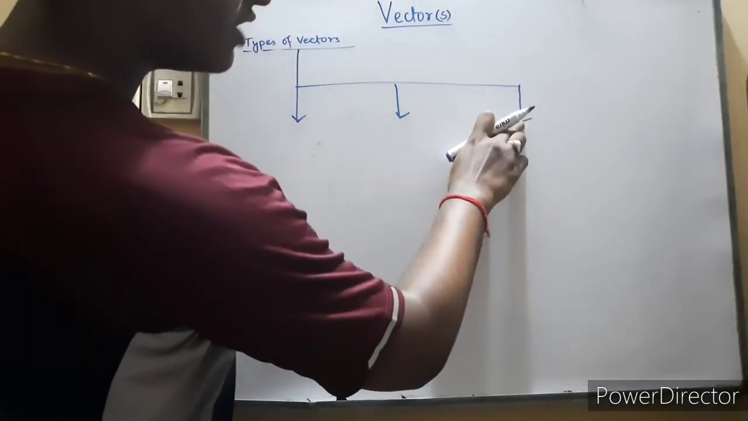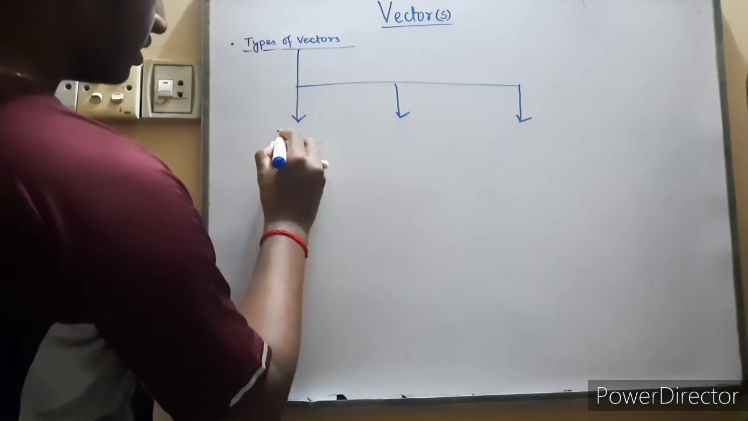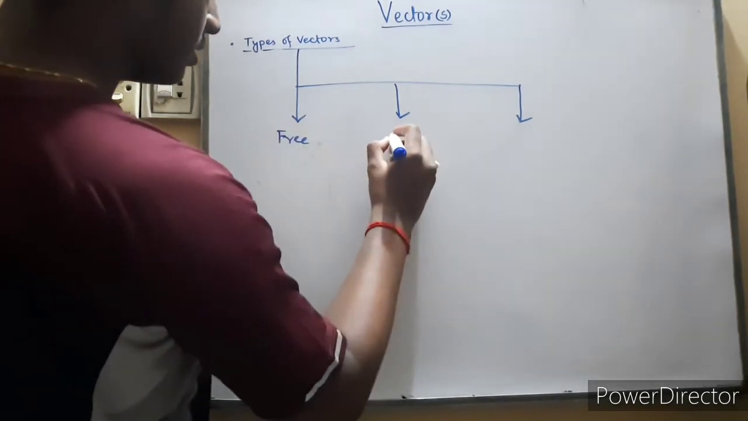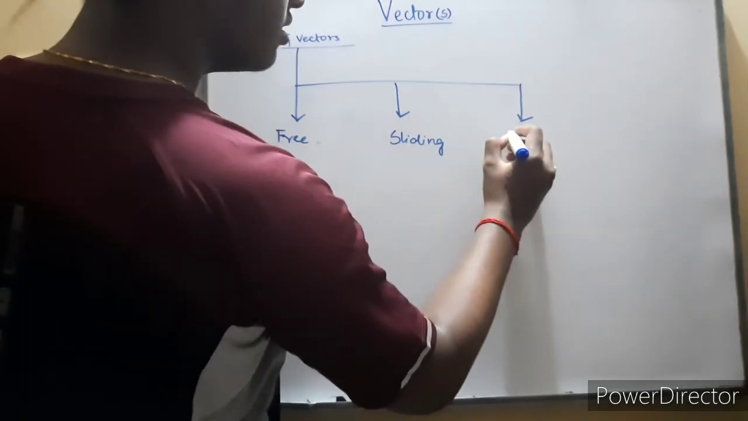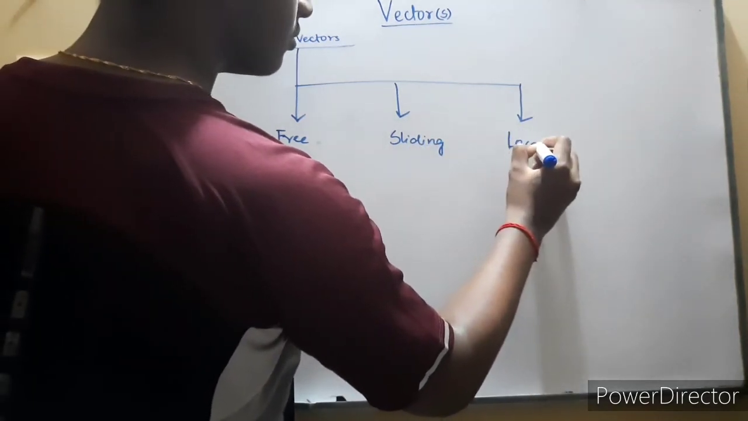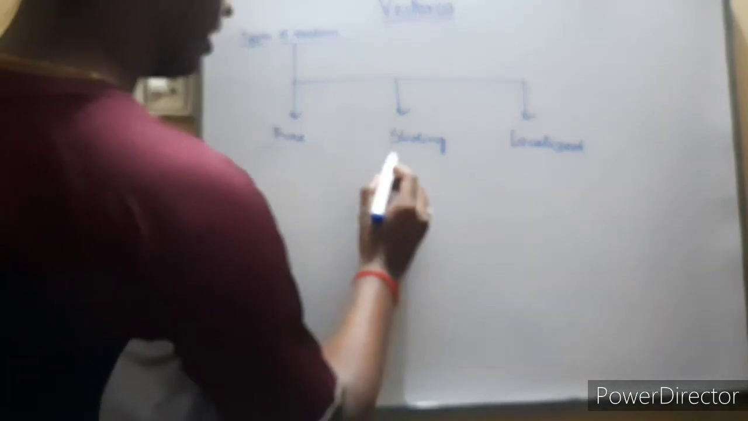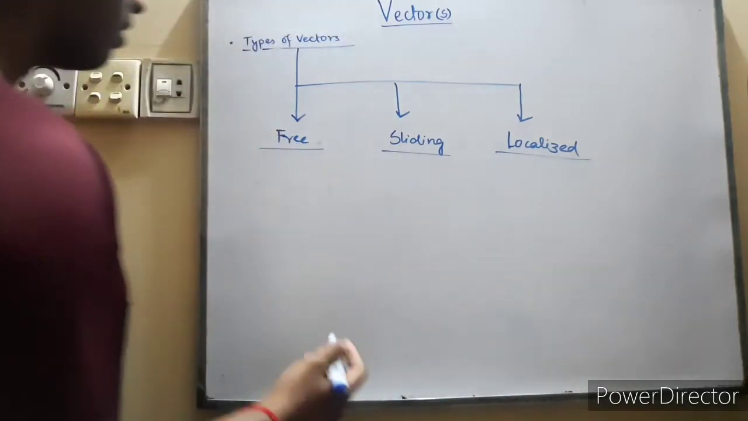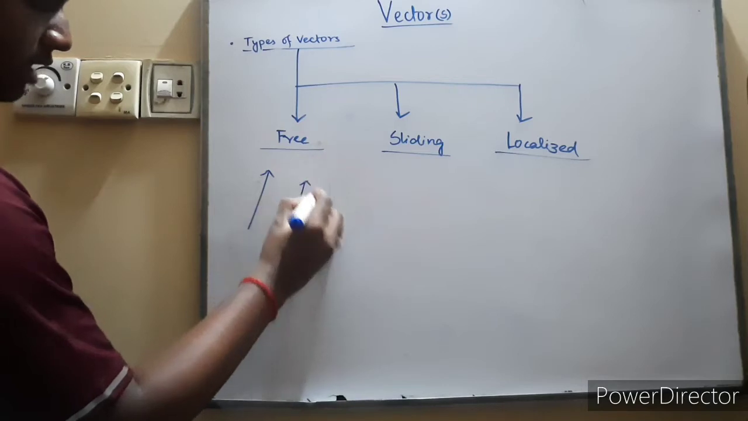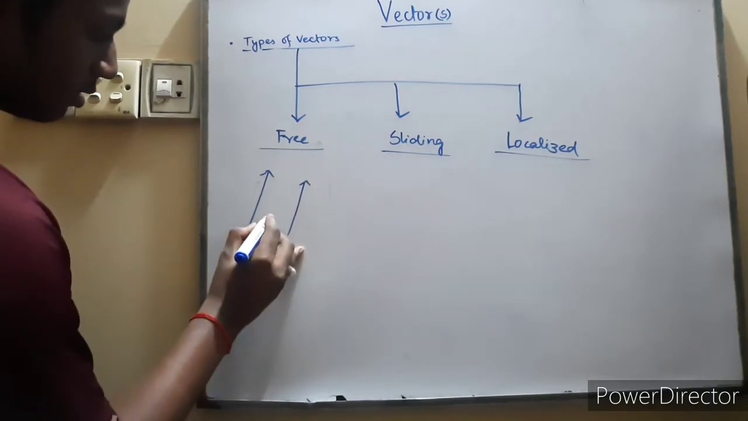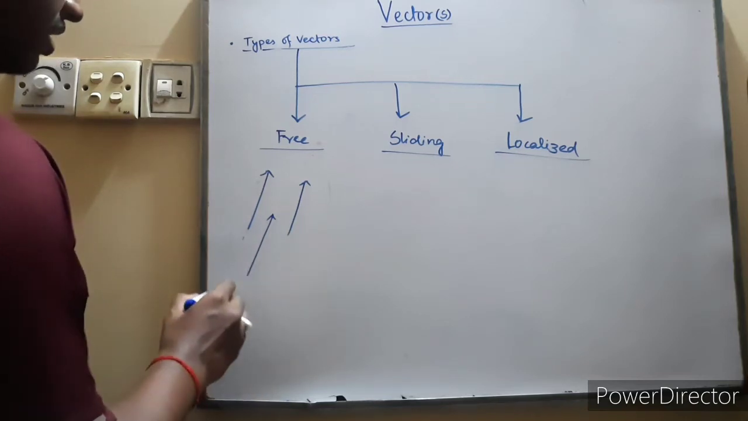Now we can also divide vectors into three categories: free vectors, sliding vectors, and localized vectors. So what is a free vector? A vector which can move in 3D space without changing direction or magnitude is called a free vector.